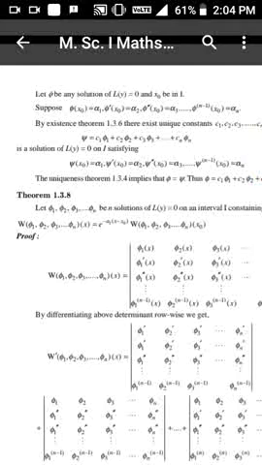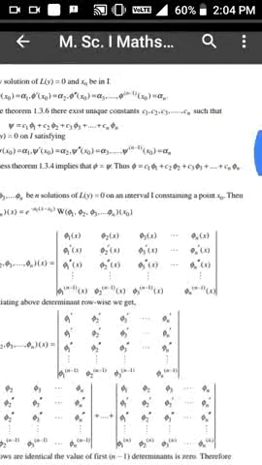is a solution of L(y) = 0 on I satisfying psi(x naught) = alpha 1, psi'(x naught) = alpha 2, psi''(x naught) = alpha 3, ..., psi^(n-1)(x naught) = alpha n. The uniqueness theorem implies that phi = psi. Thus, phi = c1 phi 1 + c2 phi 2 + ... + cn phi n.